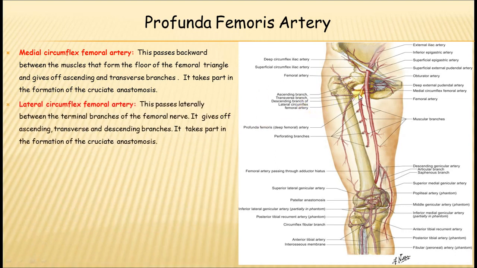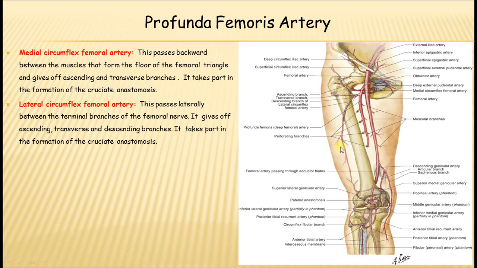Then you have the lateral circumflex artery. The lateral circumflex artery again will give an ascending branch, a descending branch, and a transverse branch. The transverse branch takes part in the cruciate anastomosis. The ascending branch will take part in the trochanteric anastomosis along with the branches of the superficial and deep external pudendal artery, and also with the superior descending branch of the superior gluteal artery.